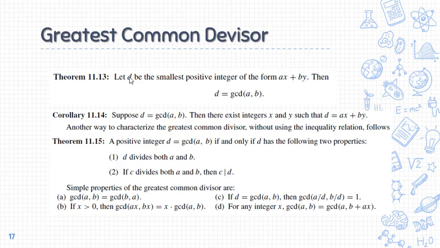Okay, so another corollary is that suppose D is equal to the GCD of A and B, then there exist integers x and y. This is the reverse, so to speak. So there exist x and y such that if we multiply x by A, and multiply y by B, and then we add both products, we get back the GCD.